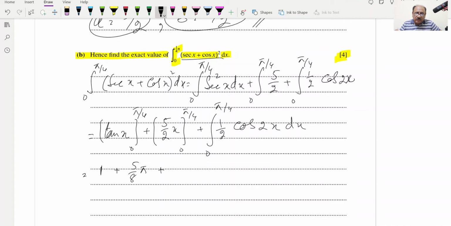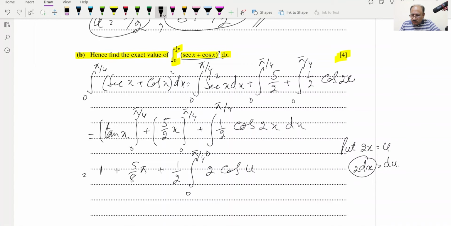Now what we can do is put 2x equal to u, so 2 dx will be equal to du, and we require a 2 with dx to form this in terms of u. So plus 1/2 as it is, with limits 0 to π/4, and we can write this as 2 cos u dx, and this will be over 2 as well. So we have added this to form this format.